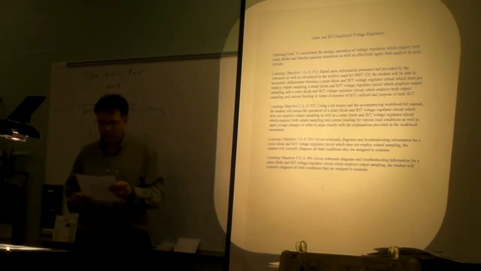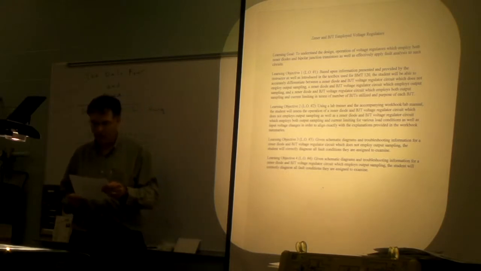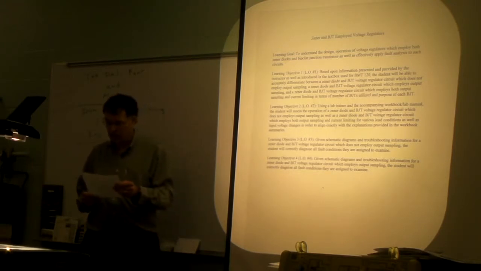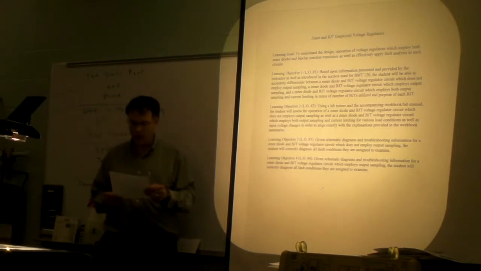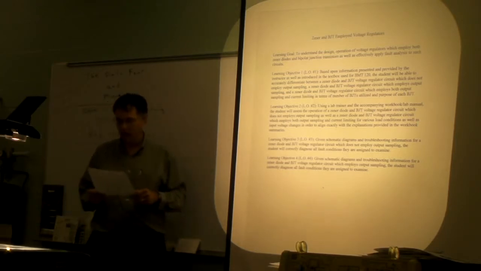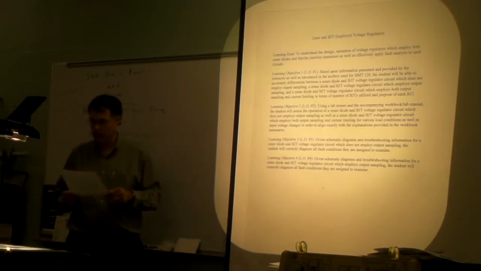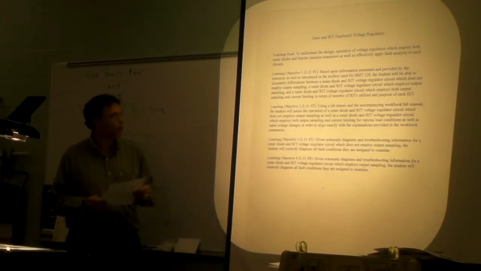Based upon information presented and provided by the instructor, as well as introduced in the textbook used for BMT 120, the student will be able to accurately differentiate between a zener diode and bipolar junction transistor voltage regulator circuit which does not employ output sampling, a zener diode and BJT voltage regulator circuit which employs output sampling, and a zener diode and BJT voltage regulator circuit which employs both output sampling and current limiting, in terms of number of BJTs utilized and purpose of each BJT. Moving on to learning objective number 2.